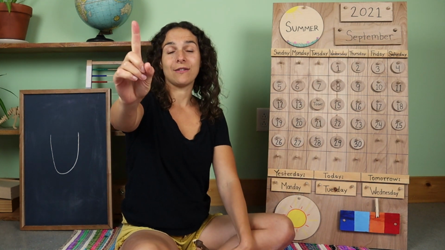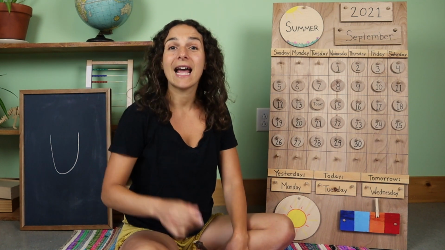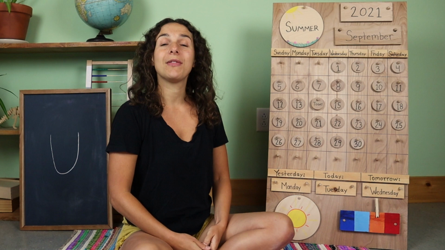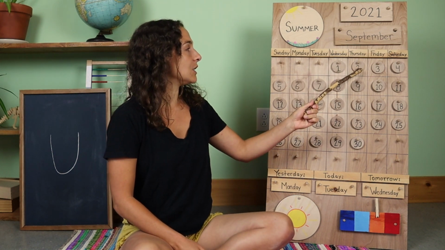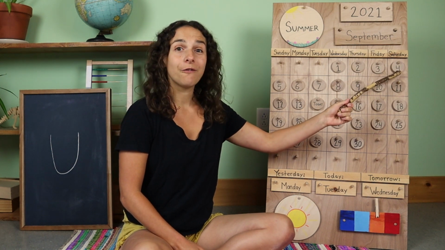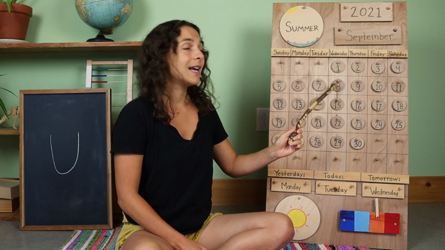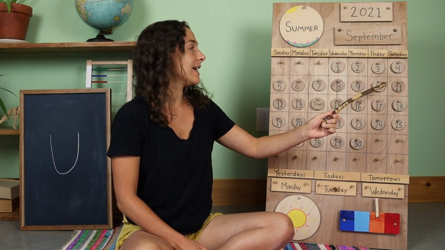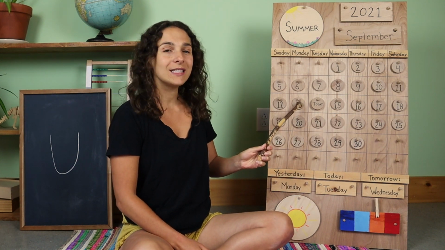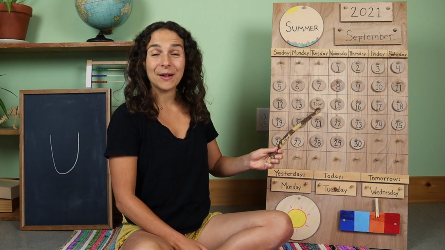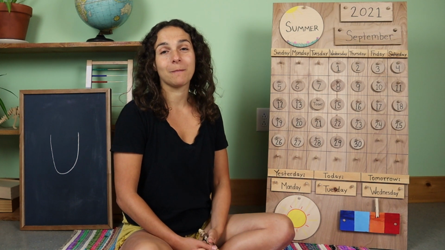Let's take out our counting fingers, and we'll warm them up to give them a little stretch. And let's see how many days we've had so far in the month of September. Will you count with me? 1, 2, 3, 4, 5, 6, 7, 8, 9, 10, 11, 12, 13, 14. We've had 14 days so far in the month of September.